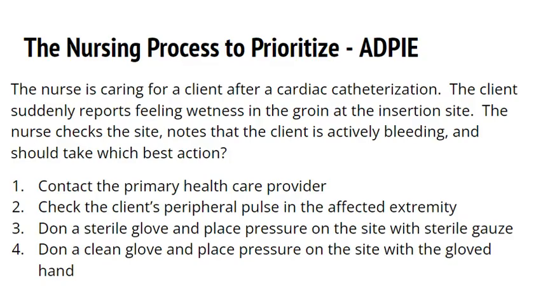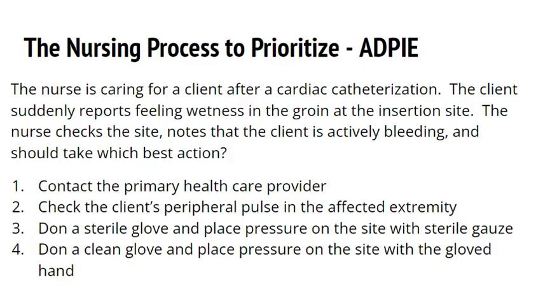Let's look back at the stem. So the client has wetness in their groin, they had a cardiac cath, they're actively bleeding. What do we do? Well, we don't need more assessment because I know that a problem we can have after cardiac cath is bleeding, and this patient is bleeding.